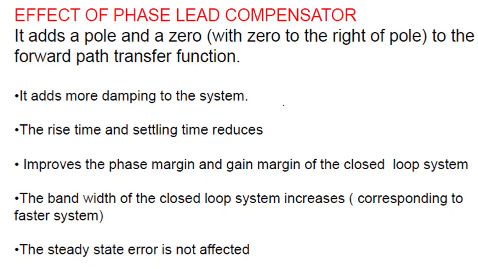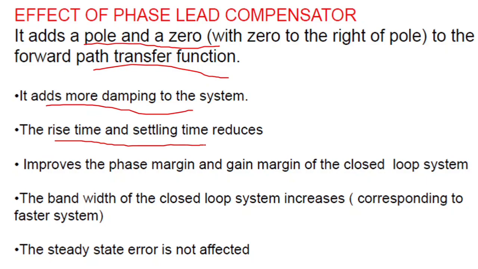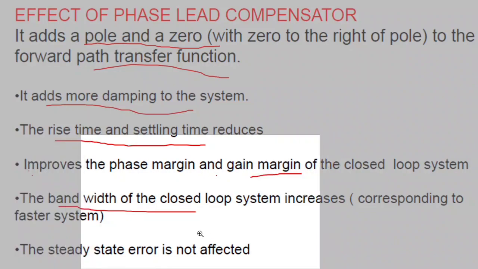As of now we have designed the phase lead compensators. Suppose we add the lead compensator to a control system, what are the effects? It adds poles and zeros to the forward transfer function. It also adds more damping to the system. Then rise time and settling time reduce. It improves the phase margin and the gain margin, and the bandwidth of the system increases. In turn, the increase in bandwidth means the steady state error is not affected.